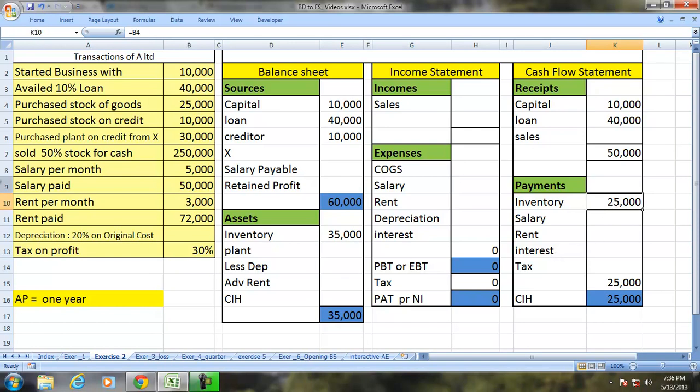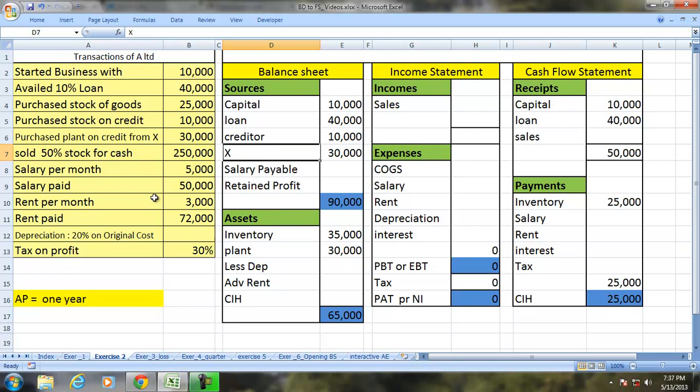Purchase of plant on credit from X, so X is a supplier of plant. To make a distinction from the supplier of goods, we put X as a separate liability. So creation of an acquisition of an asset resulted in creation of a liability called the supplier of plant. In this case it is X.